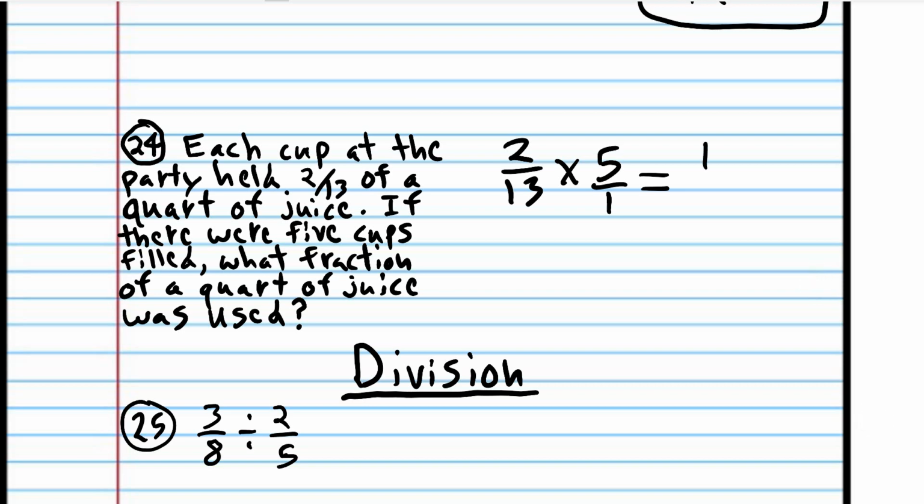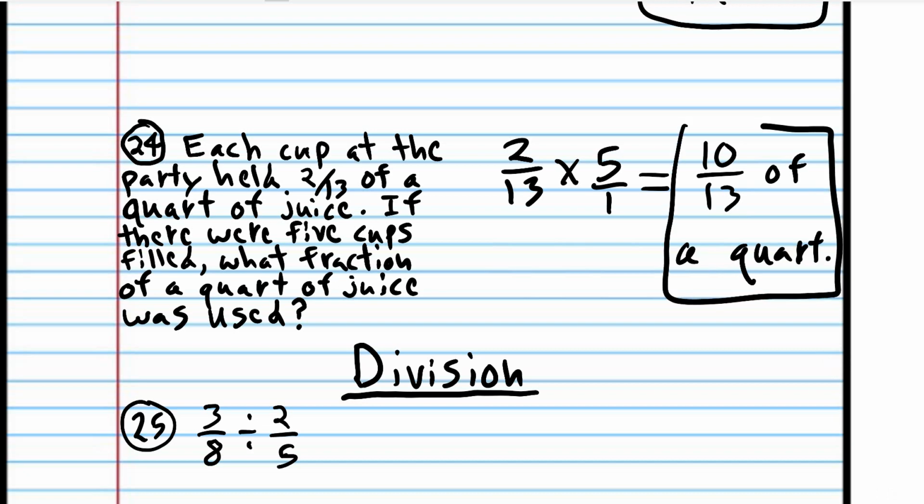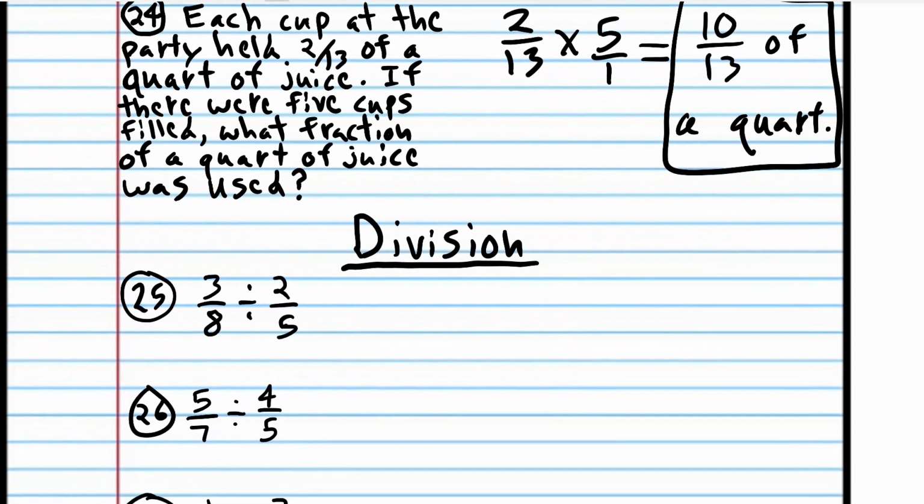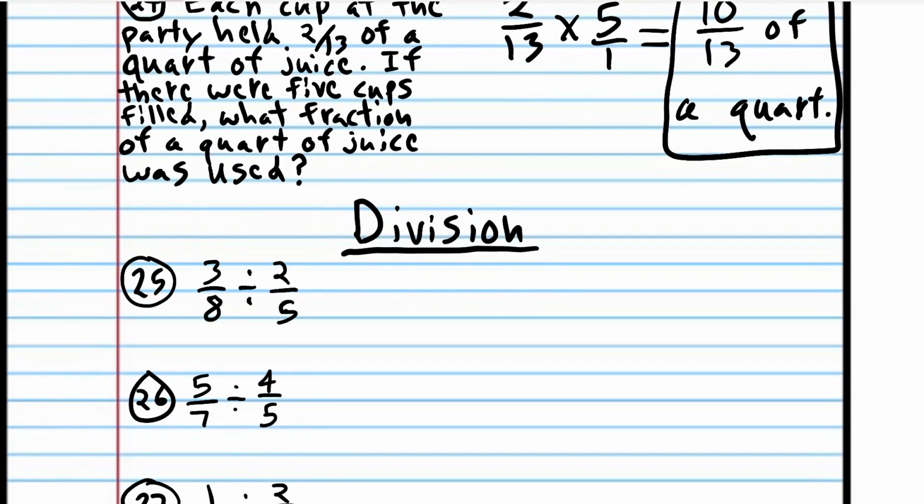2 times 5 is 10, and 13 times 1 is 13. So this one was pretty easy because we're just taking 2/13 and adding it 5 times, and so on. So the final answer is 10/13 of a quart. And you can say of a quart of juice or whatever, but we don't have a lot of time, so I'm going to say of a quart.